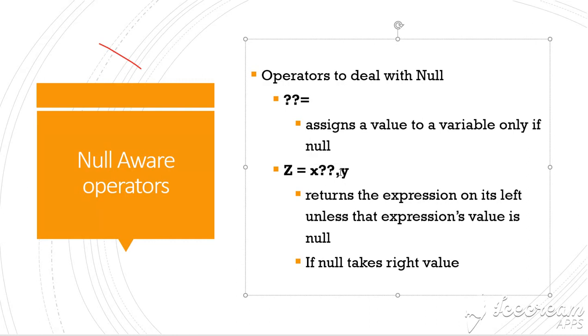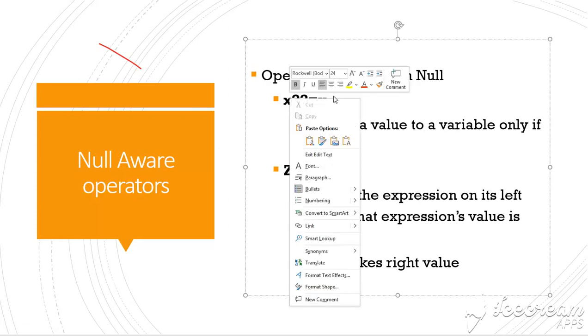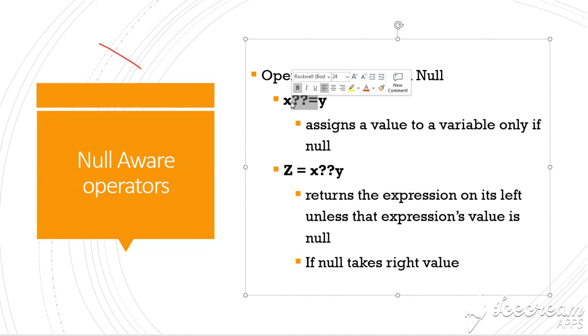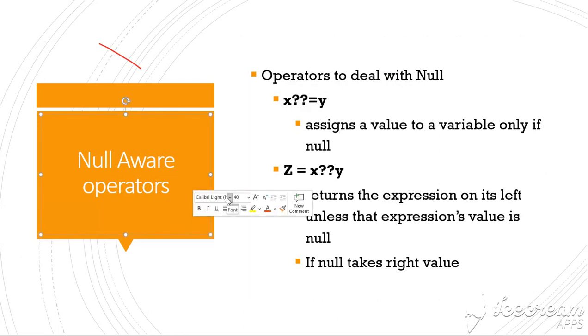So this is what these null operators are. In this case you have an x here and you have a y here again. If x is null, we will use y, otherwise we will use the value of x. In this case x will be assigned to z if x is not null. If x is null, y will be assigned to z. So these are null aware operators in Dart.